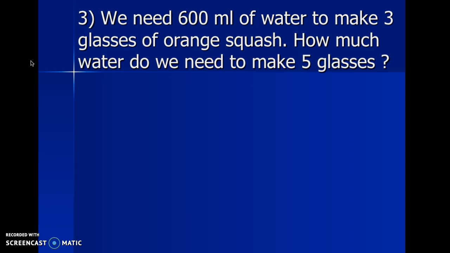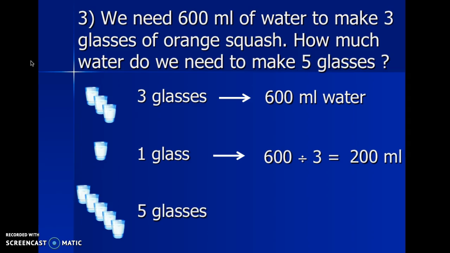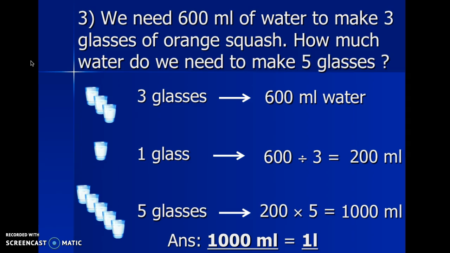Let's look at another example. We need 600 milliliters of water to make 3 glasses of orange squash. How much water do we need to make 5 glasses? Once again, using a step-by-step approach, we were given for 3. We find the value for 1, and then we go to find the value for 5. Okay? 1000 milliliters is equal to 1 liter.